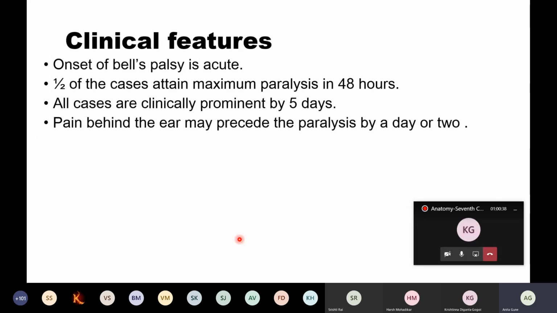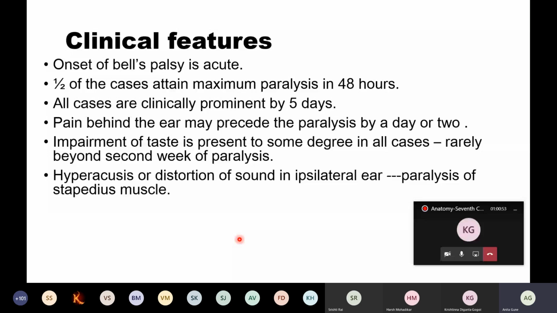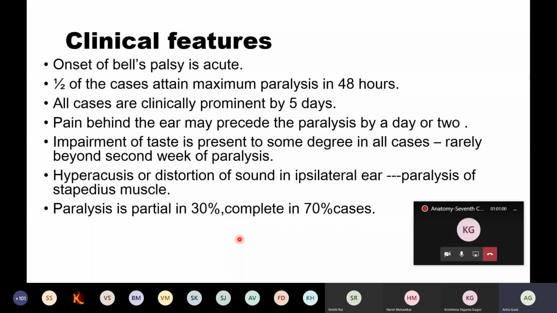Usually they will complain of pain around the ear, behind the ear. That could be the preceding cause, any infection around the ear. Taste also will have some degree of change, but over time hyperacusis or distortion of sound is also complained of by the patient. Paralysis is partial in 30% and complete in 70% of cases.